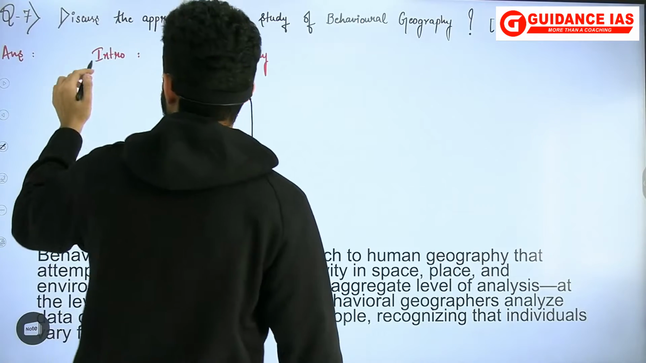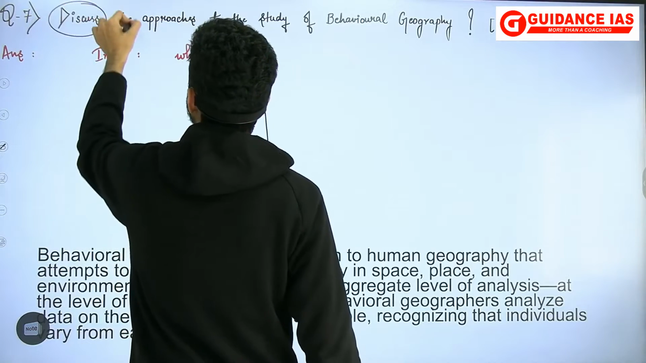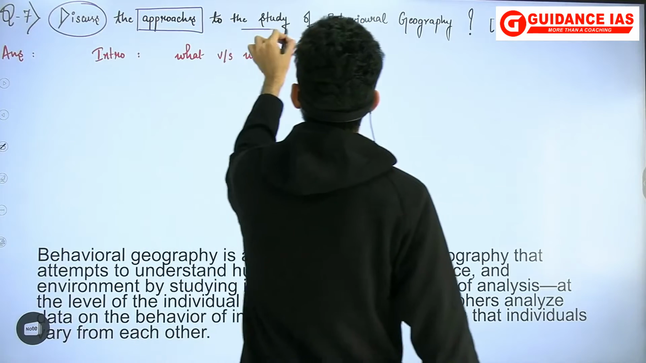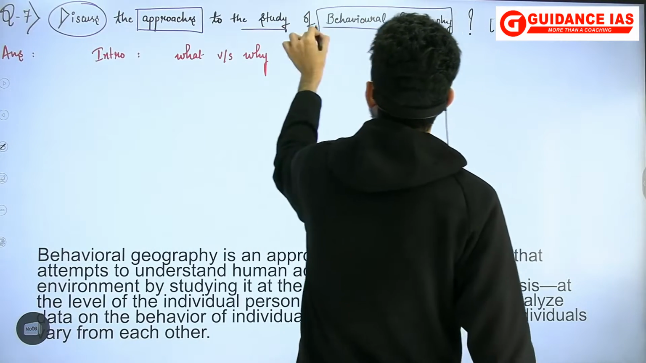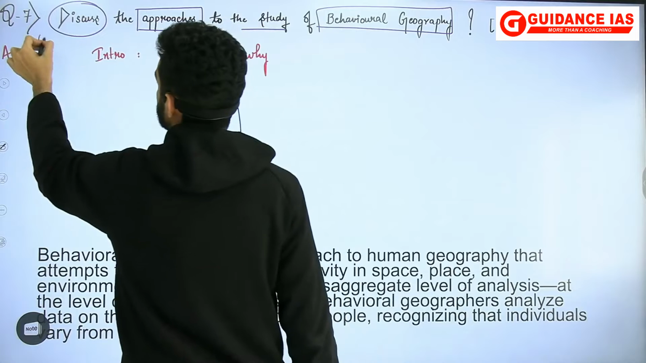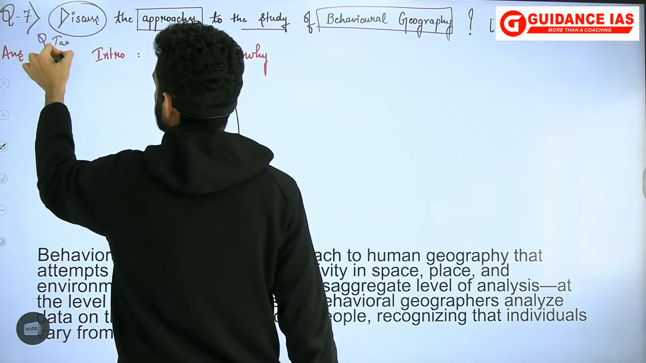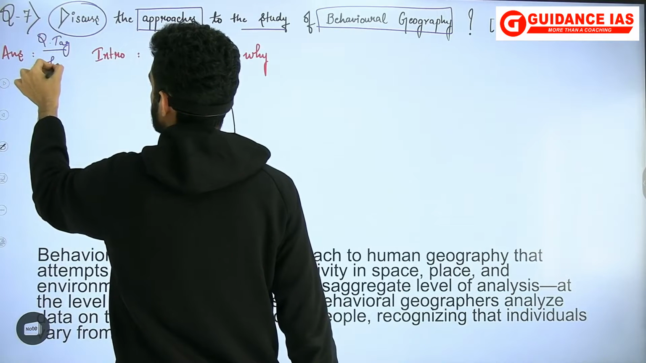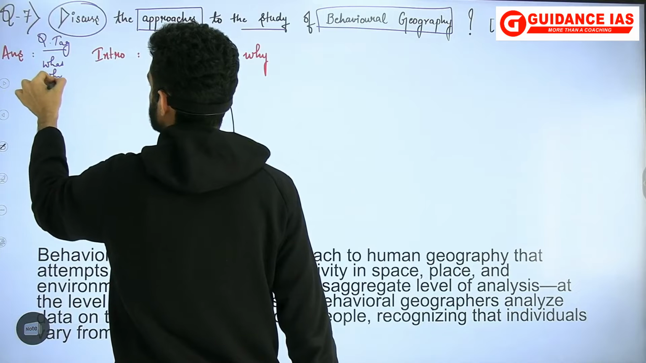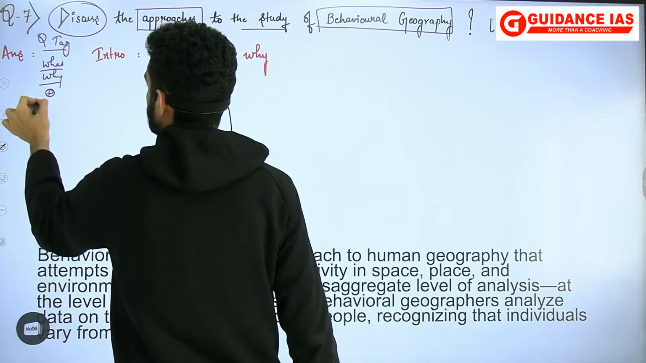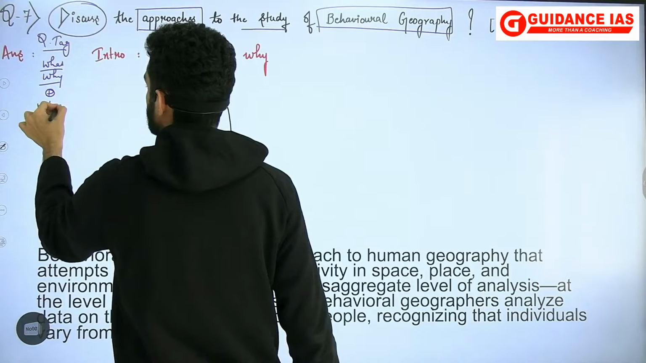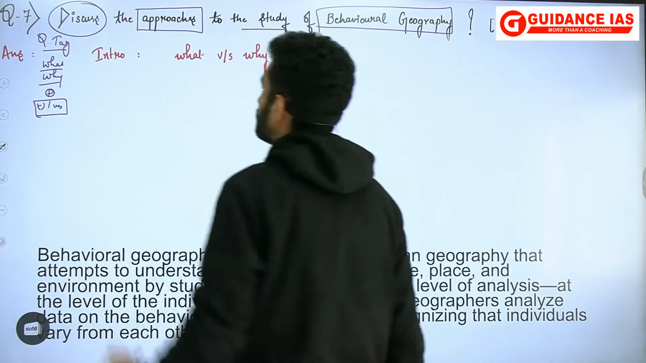So question number 7 says, discuss the approaches to study the behavioral geography. So the question tag is discuss. That means we have to give what, we have to give why. At the same time, we have to give shortcomings or negatives wherever possible. I hope it is clear.